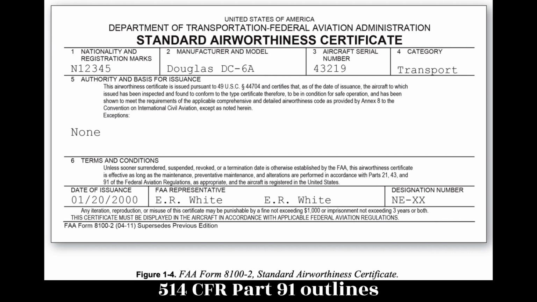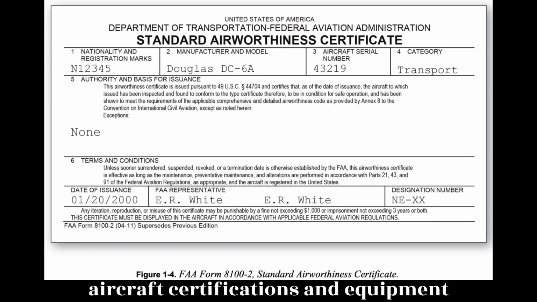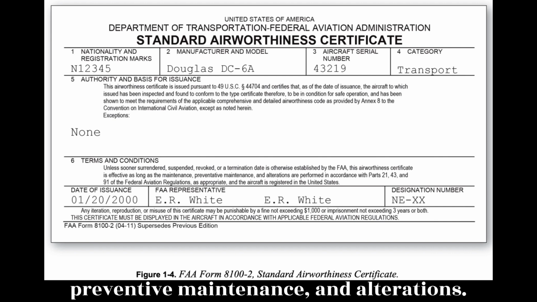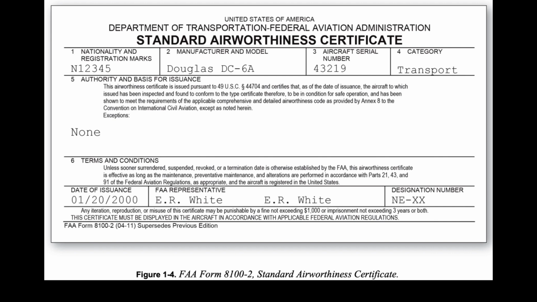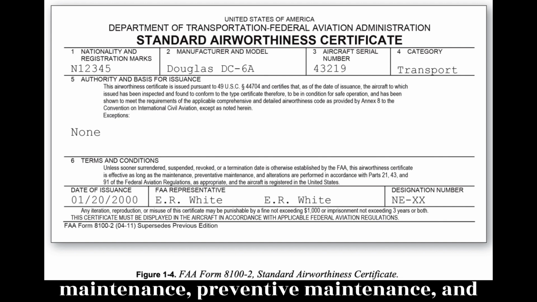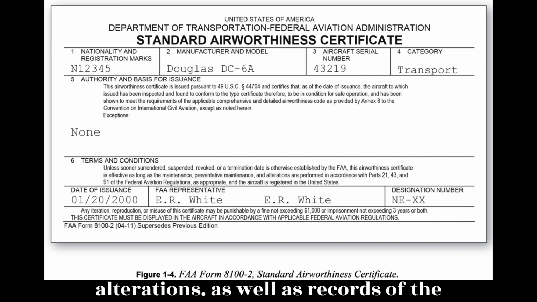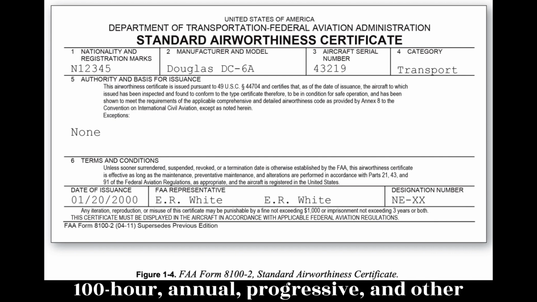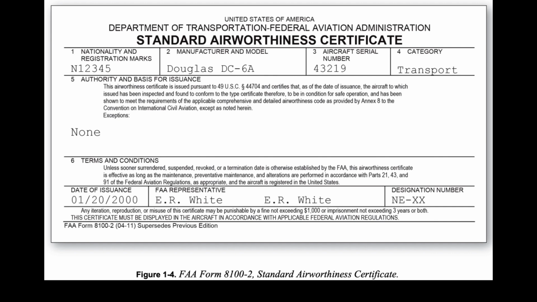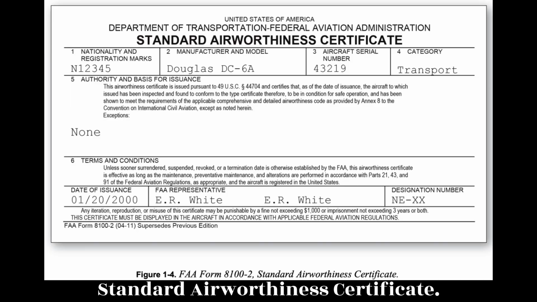5. 14 CFR Part 91 outlines aircraft certifications and equipment requirements for the operation of aircraft in U.S. airspace. It also prescribes rules governing maintenance, preventive maintenance, and alterations. Also found in 14 CFR Part 91 is the requirement to maintain records of maintenance, preventive maintenance, and alterations, as well as records of the 100-hour, annual, progressive, and other required or approved inspections. Figure 1-4. FAA Form 8100-2, Standard Airworthiness Certificate.